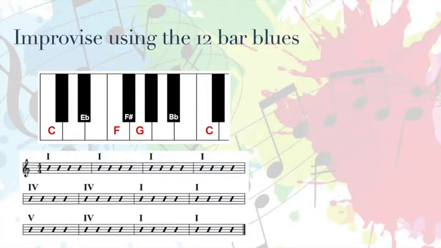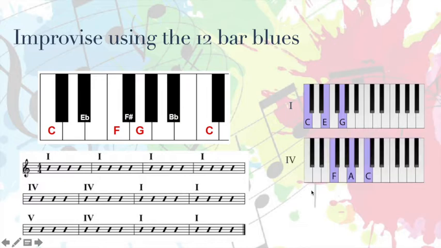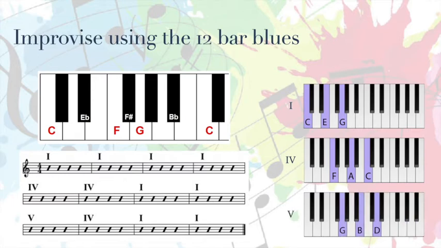Improvise using the 12-bar blues. So if you remember from our last learning session, we have our 12-bar blues down here. And we can use the blues scale to improvise whilst the 12-bar blues are actually being played. And our chords: C, E, G, the C chord, which is chord 1, as you can see. We've notated it on our 12-bar blues. Chord 4 is F, A and C. And chord 5, G, B and D. That is the G chord.